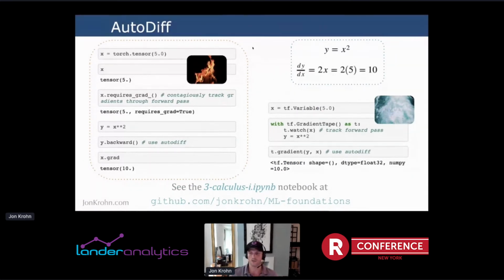For the automatic differentiation that I described a couple slides ago, for example, if you take the derivative of y equals x squared, and then you plug in the number 5 for x, you'll find that the derivative of y with respect to x at x equals 5 is equal to 10. To calculate that with automatic differentiation in PyTorch and TensorFlow, it's easy in either library, but it's definitely easier in PyTorch. You have these weird with statements in TensorFlow to make it happen.